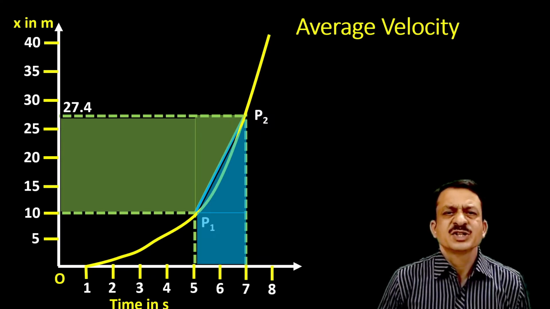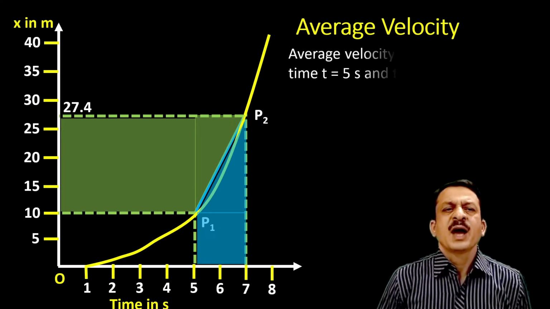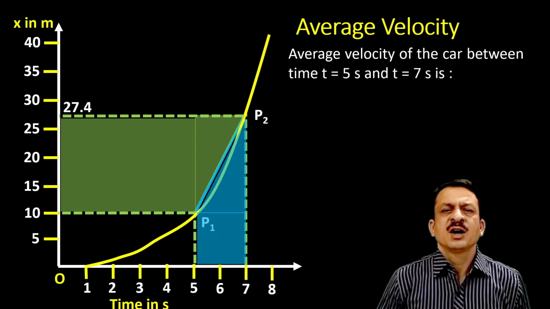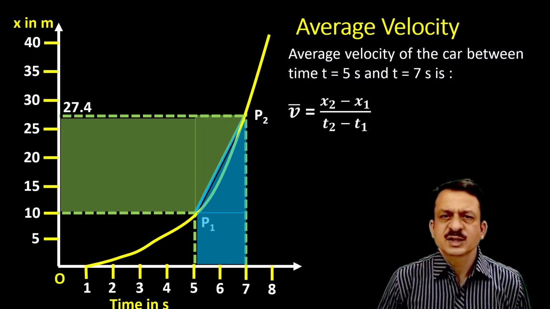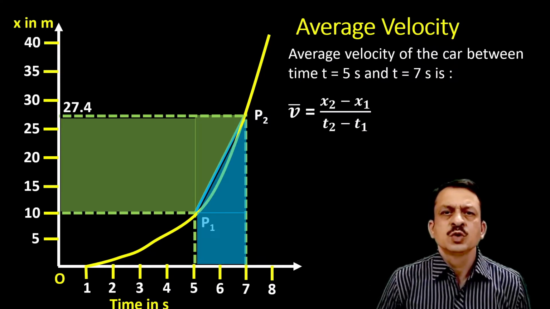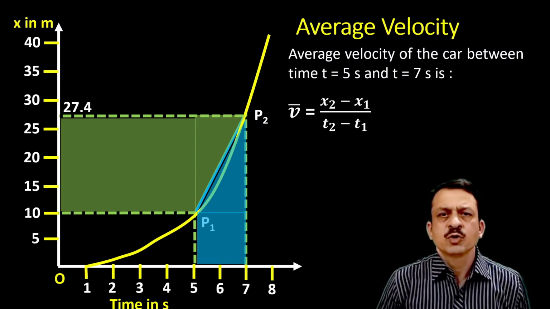Therefore slope of the graph represents velocity. Okay, average velocity. So therefore average velocity of the car between the time t equal to 5 seconds to t equal to 7 seconds, that is v bar, is given by x2 minus x1 divided by t2 minus t1. Looking at the diagram, what is x2? The final position, 27.4 meter.